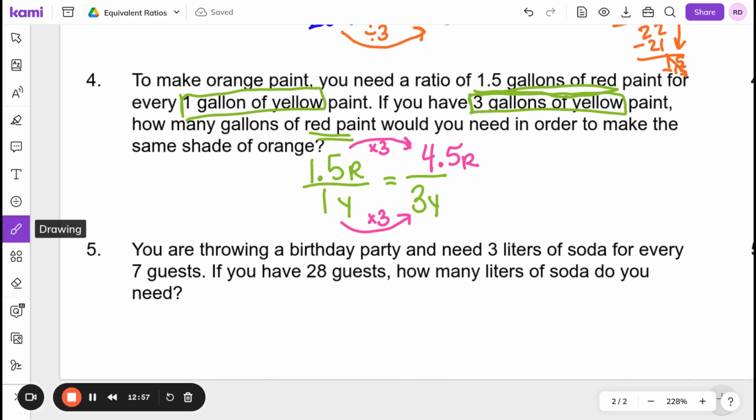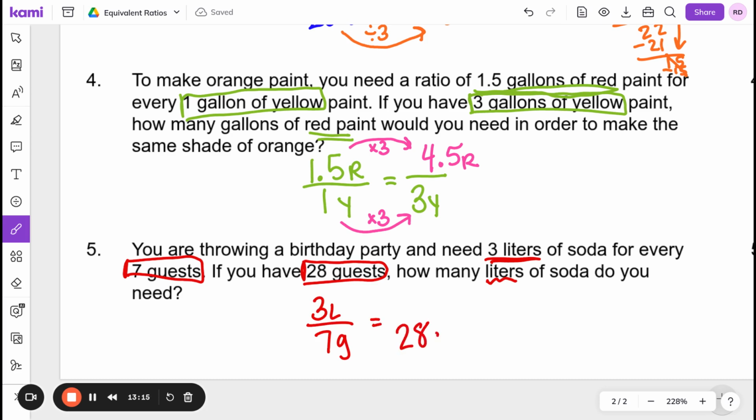And last but not least, you are throwing a birthday party and need 3 liters of soda for every 7 guests. If you have 28 guests, how many liters of soda will you need? So our starting ratio is 3 liters for every 7 guests. The guests are going up to 28. So how do we turn a 7 into a 28? We multiply by 4. Whatever you do to the bottom, you do to the top. So you would need 12 liters for the party.